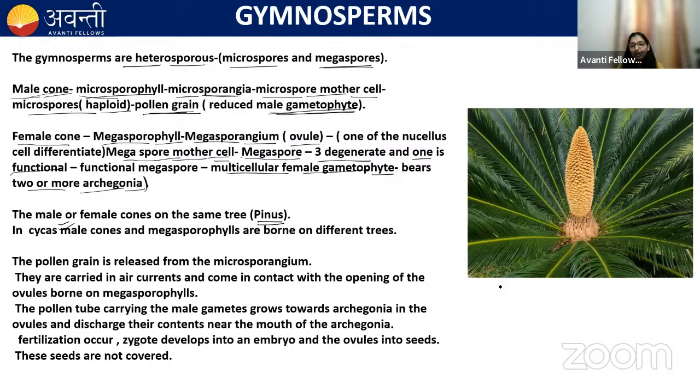And one more important point. In gymnosperm, pollination occurs only through wind. Remember this, wind pollination is most common in gymnosperm. In angiosperm, you will observe pollination taking place through wind, water, and biotic agents like insects, butterflies, bees, okay? But in gymnosperm, you will observe only wind pollination.